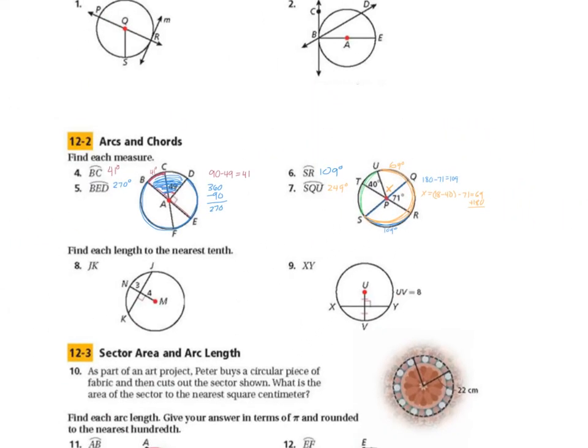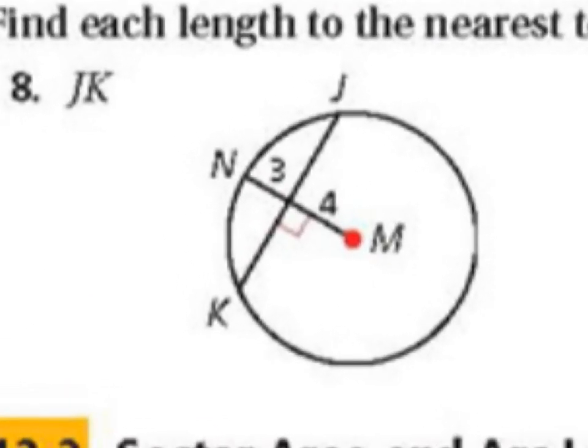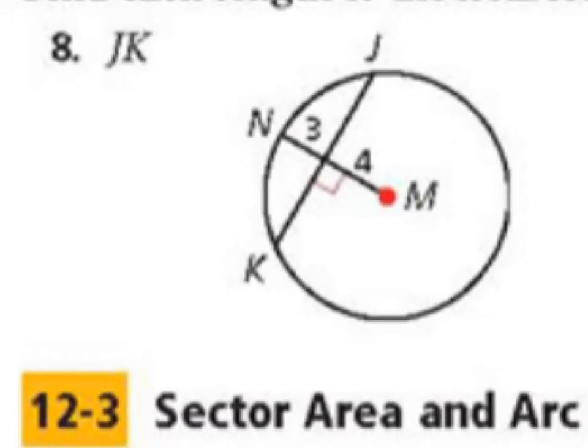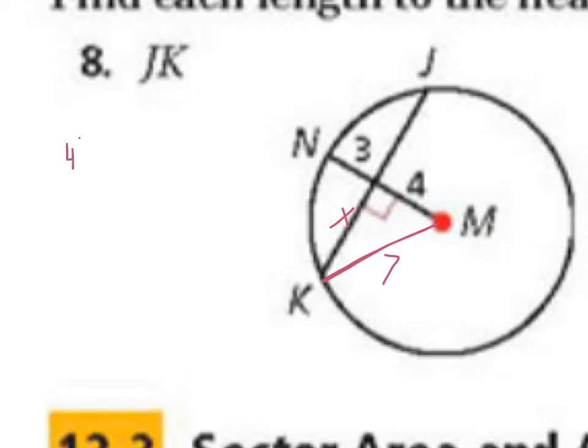All right, let's go to number 8. So for these types of problems, we have to draw our little right triangle and find the missing piece. So we have a right triangle here. We know our hypotenuse of this right triangle is 7 because this radius of the circle is 7, so this radius has to be 7 also. And then we're going to find our missing piece of the triangle here, which we can call x. So we're going to do the Pythagorean theorem. So we have 4 squared plus x squared is equal to 7 squared.